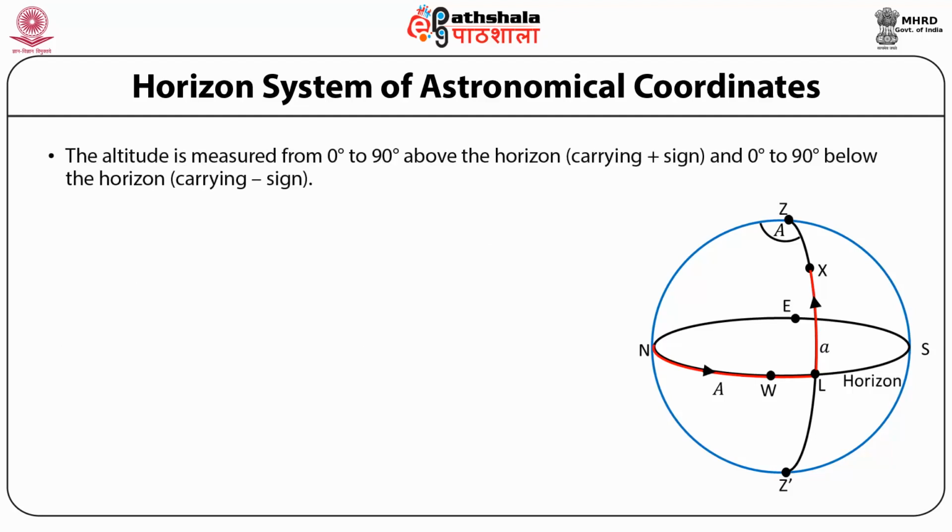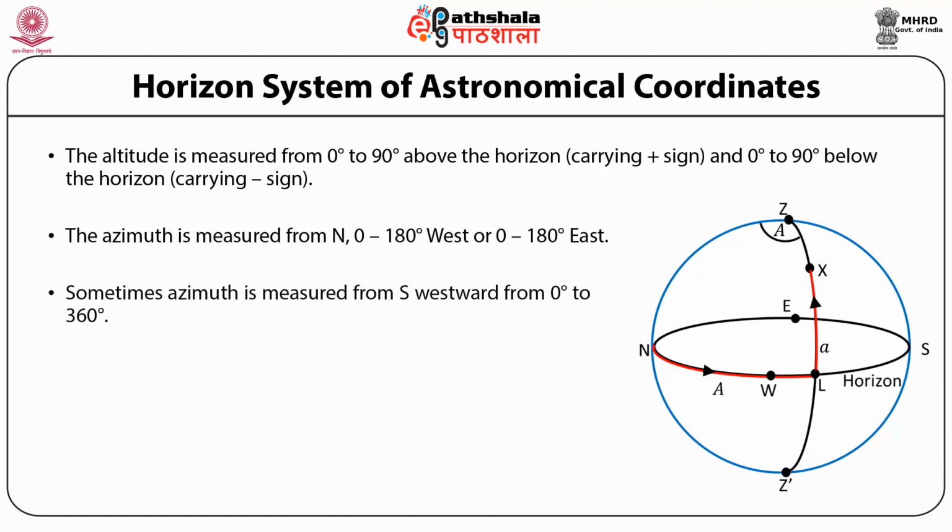The altitude is measured from 0 to 90 degrees above the horizon, carrying a positive sign, and 0 to 90 degrees below the horizon, carrying a negative sign. The azimuth is measured from the reference point N, 0 to 180 degrees west or 0 to 180 degrees east. Sometimes azimuth is also measured from S westwards from 0 to 360 degrees. So the two coordinates to specify a celestial object in the horizon coordinate system are capital A and small a, which represent the azimuth and the altitude.